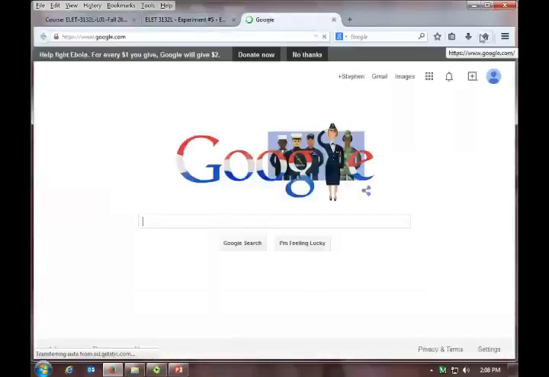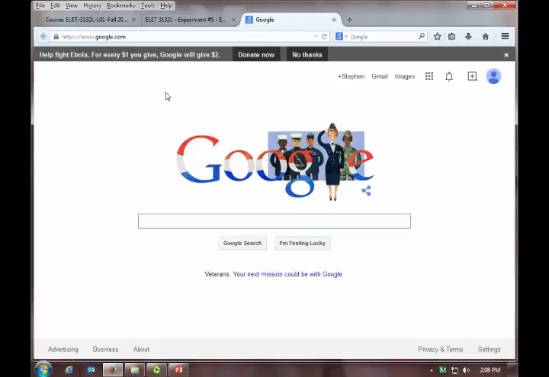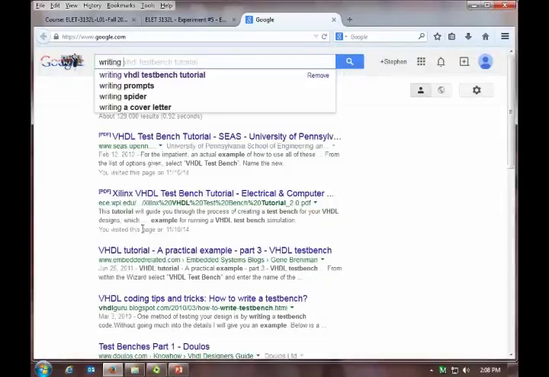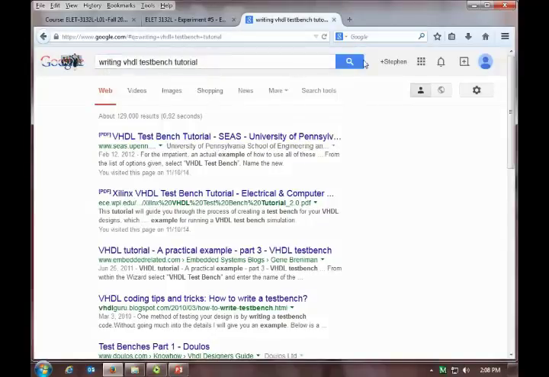Yesterday I did do just a Google search on, I forget how I wrote it, something like writing VHDL test bench in a tutorial. There it is. And I think it was this one. I could be wrong, but I know it was a PDF file, and it was pretty good what I got to see out of it.